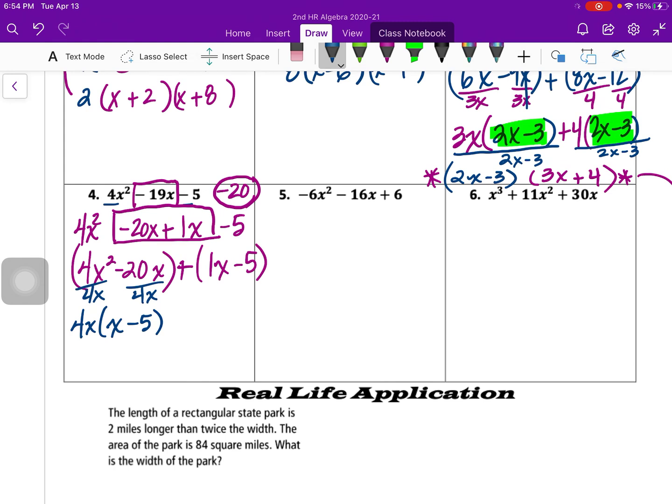And then the next set of parentheses doesn't technically have any common factors besides, remember, 1 is a factor of everything. So we're just going to put that 1 in there as a placeholder. And then you can write 1x is the same as x if you want, minus 5. Okay, so again, hopefully you can see when we're looking for common factors, this is a factor and this is a factor. What do they both have in common? X minus 5. So we're going to factor that out.